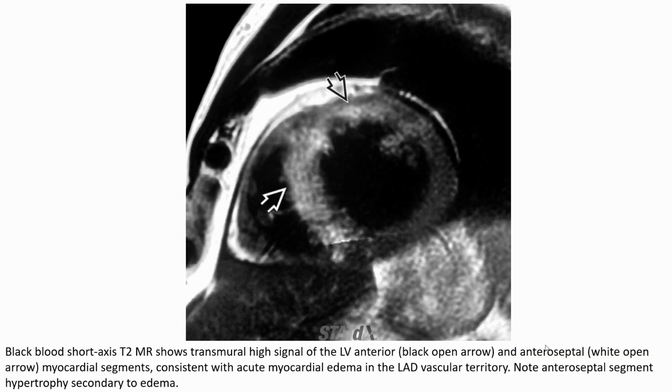This black blood axial T2 shows transmural high signal of the left anterior wall (black open arrow) in the anteroseptal segment (white open arrow), consistent with acute myocardial edema in the large vascular territory. Note the anteroseptal segment hypertrophy secondary to edema.